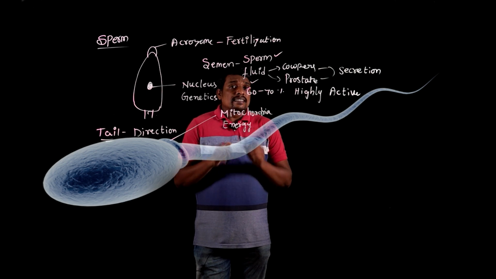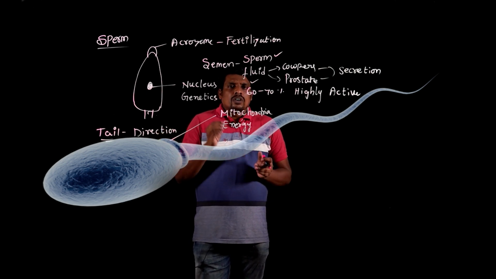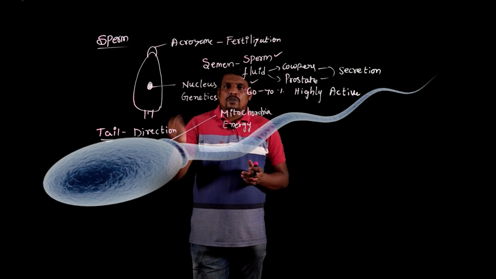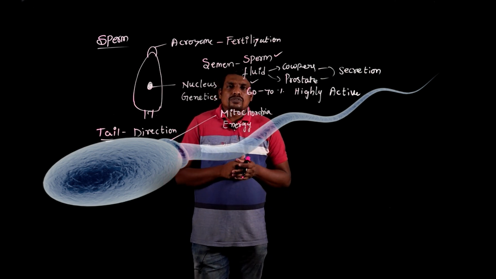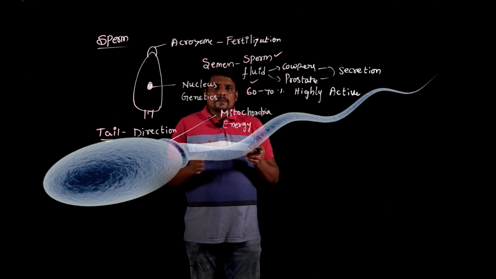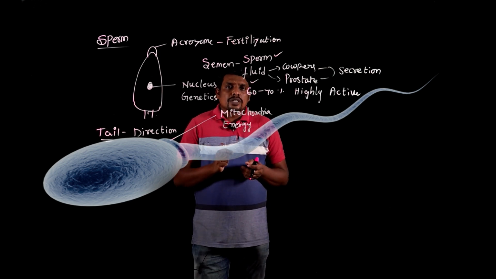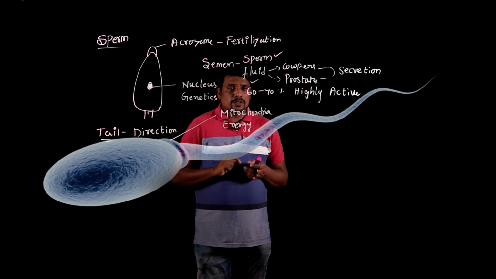If this percentage decreases, what will happen? There will be no fertilization. If there is no fertilization, we have to go for alternative processes. Technology was introduced into the male reproductive system. Many experiments were done upon the male reproductive system for increasing the success rate of fertilization.